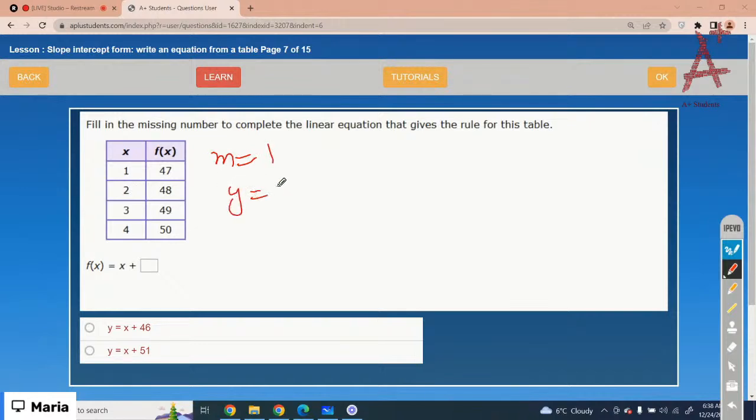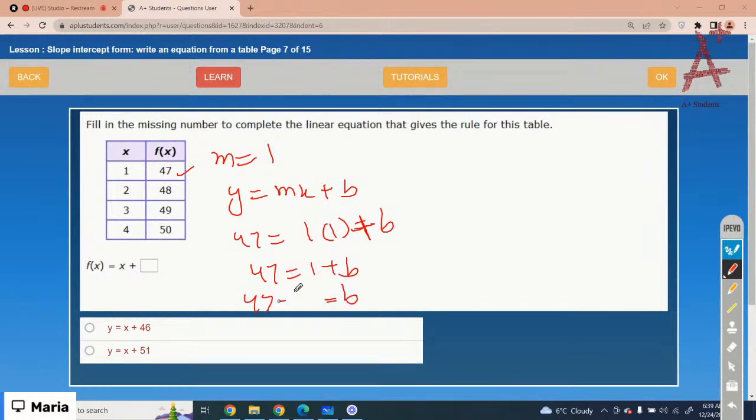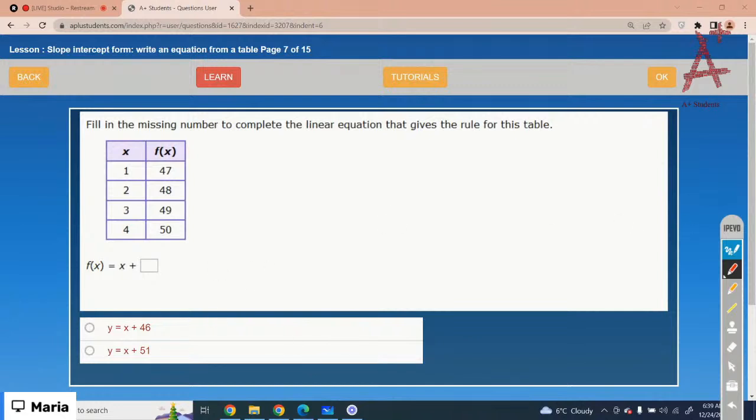You can find the b using any point. Let me use this one. 47 equals m is 1, x is 1, plus b. Sorry, it would be 47 equals 1 plus b. So move 1 to the other side, it would be 47 minus 1, that is 46. So b equals 46. So the correct option is y equals 1x plus 46. Option number 1 is the correct option. If you have any problem, you can ask questions. Just select the correct option, then click on the OK button. Got it?